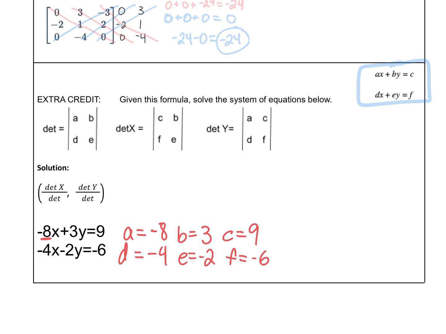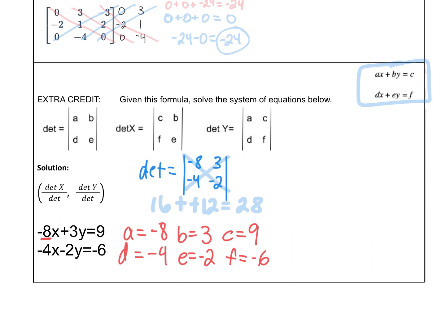Okay, now all you gotta do is set up your determinants now that you know those letters. So if I go, first determinant, DET, reading across: -8, 3, -4, -2. So I just plugged in A, B, D, E. And now we just evaluate. So we start in the top left-hand corner, we multiply going down. -8 times -2, 16 minus -12, and 16 minus -12 is 28.